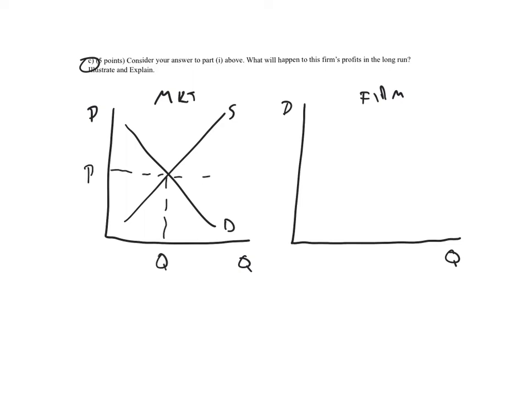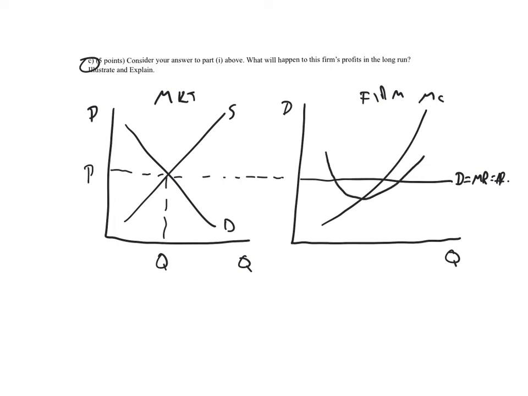The firms are price takers, so they have to accept the price that's established in the market. We know this is demand equals marginal revenue equals average revenue. And then I'm going to draw my cost curves so that it looks as though this firm is earning a profit. So marginal cost and average total cost. At our profit maximizing quantity, where marginal revenue equals marginal cost, the price is higher than the average total cost. And so therefore this firm is earning profits.